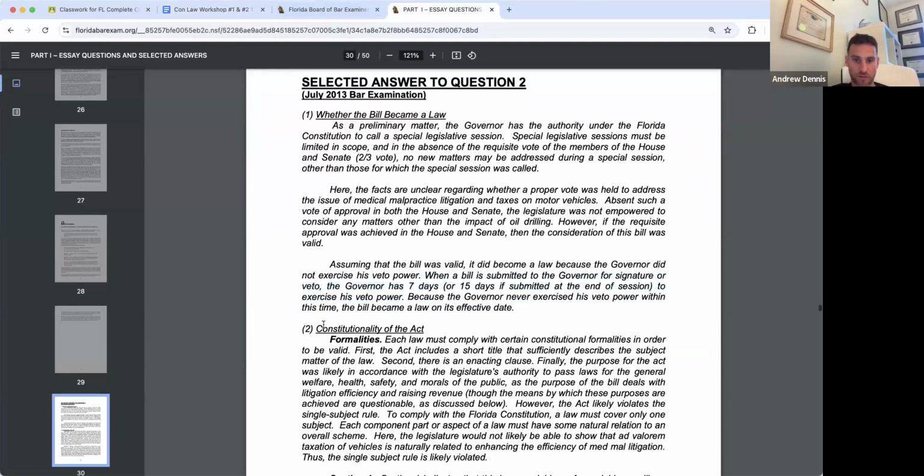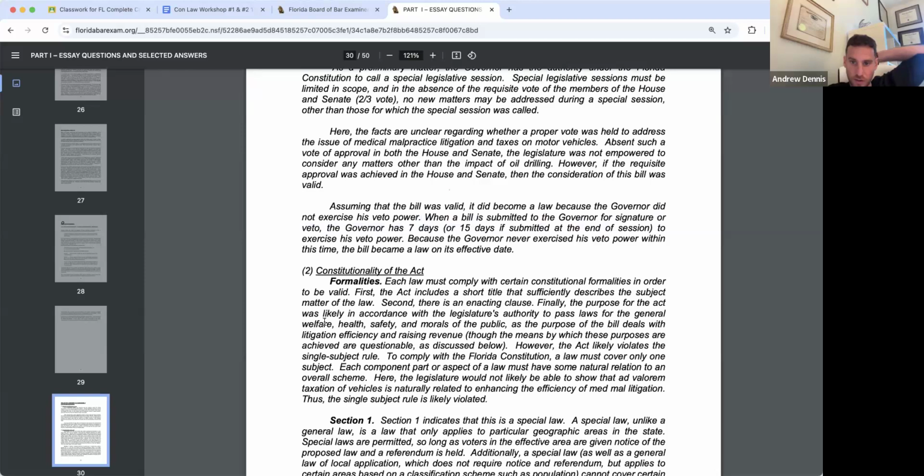All right, this is important right here. Formalities. Each law must comply with certain constitutional formalities in order to be valid. First, the act includes a short title that sufficiently describes the subject matter of the law. Second, there's an enacting clause. Finally, the purpose of the act was likely in accordance with the legislature's authority to pass laws for the general welfare, health, safety, and morals of the public, as the purpose of the bill deals with litigation efficiency and raising revenue. However, the act likely violates the single subject rule.